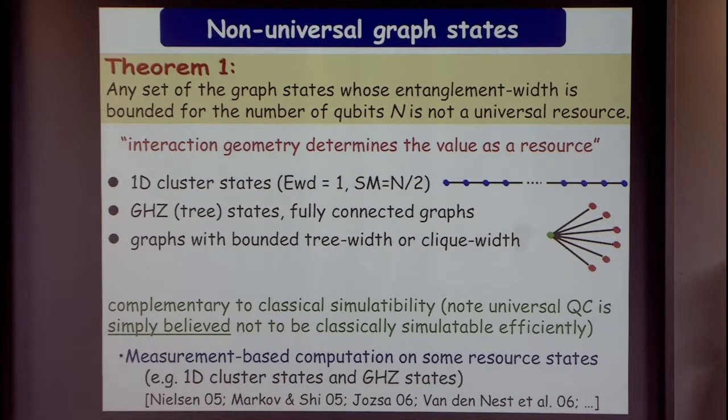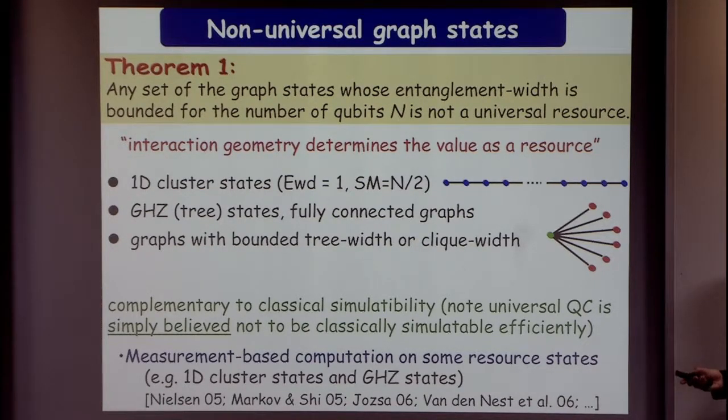So my point is, in order to characterize a resource for quantum computation, you need more than one measure. Or there might be such measures, but we don't know what they are. For example, if you look at only the tensor rank, you cannot tell whether a state is universal or not. And there are a lot of similar graph states which are not universal, like the GHZ states. Usually we consider these highly entangled, but actually this is nothing but a tree, so it has limited complexity and it's not universal. And there are a lot more examples.